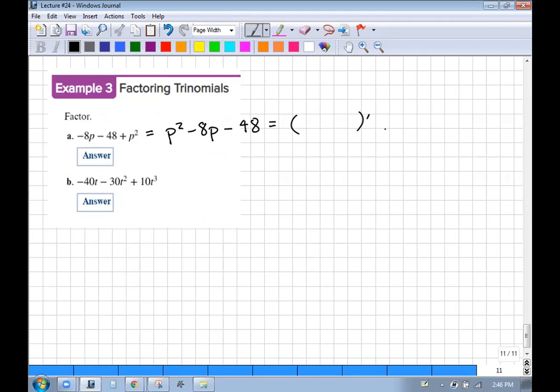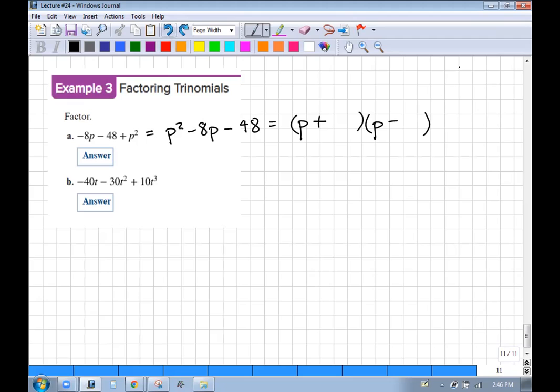And now factor. So we need p's here. That gives us our p squared. We need 2 numbers that multiply to be -48. So that means one of these has to be positive and one has to be negative, to get a negative number here. And they need to add to give us -8.